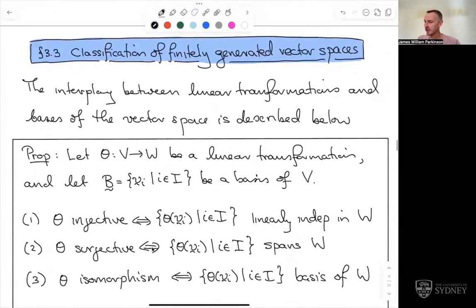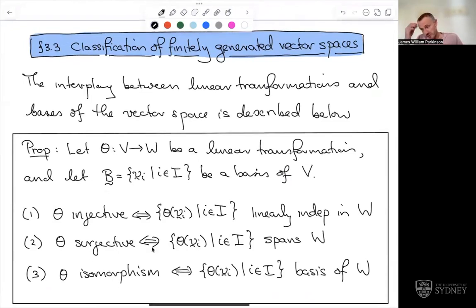The next section, section 3.3, is the classification of finitely generated vector spaces. We could have done this a little bit earlier, I guess, but we have to talk about the notion of isomorphism of vector spaces first. But the point of this section is to say that up to isomorphism, there's a unique F vector space of dimension n for each n. Okay, but we'll get there.